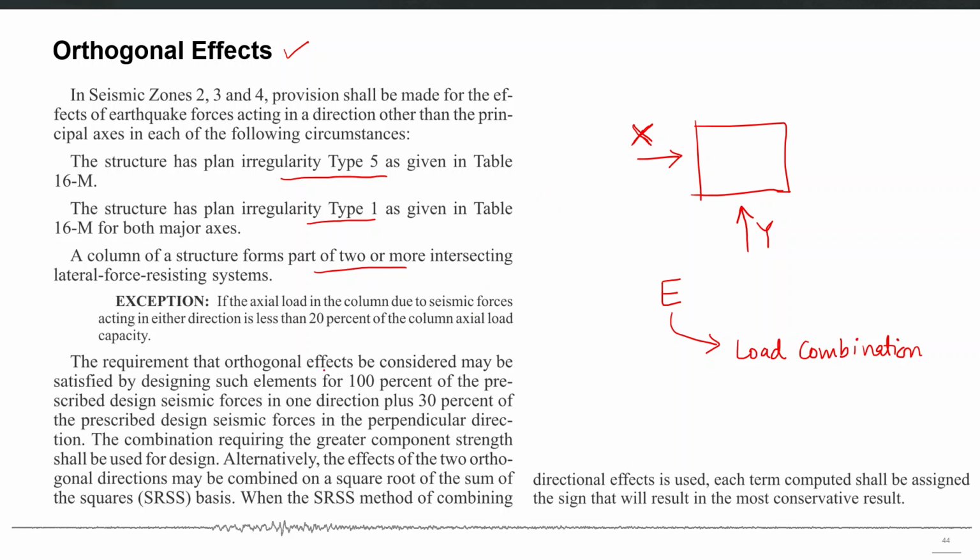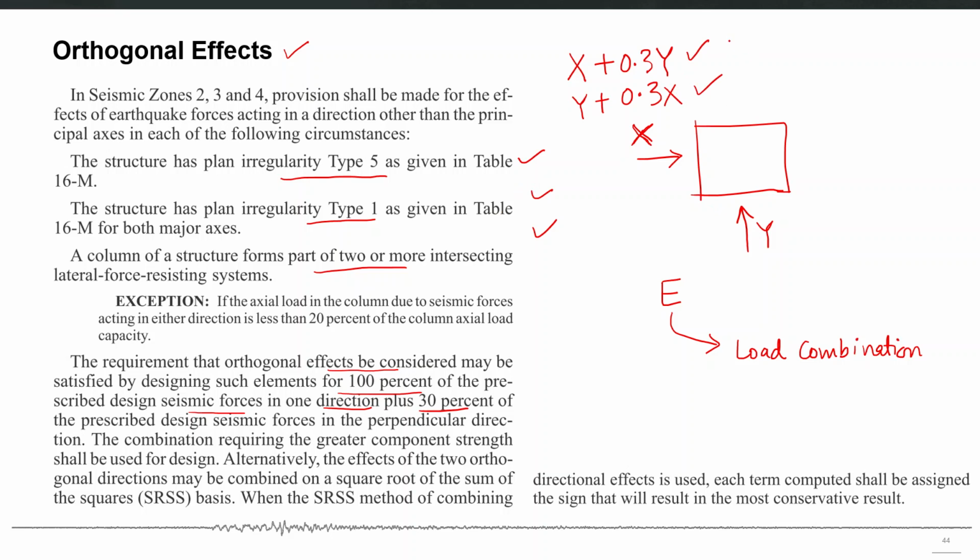The requirement that orthogonal effects be considered may be satisfied by designing such elements for 100% of the prescribed design forces in one direction plus 30% of the prescribed design forces in the perpendicular direction. So if any of these situations exist, you apply force in x direction plus 30% of the y direction, and the same you do for y direction plus 30% of x direction. So you have an additional directional combination in certain particular cases which you have to apply.